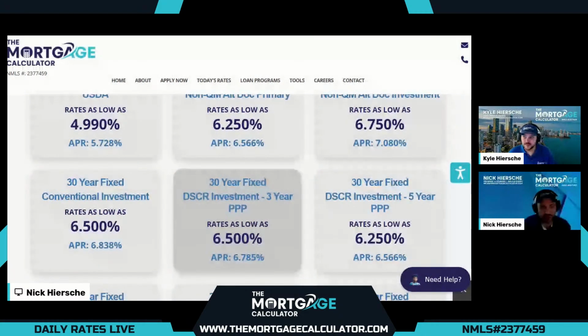Here are our 3-year rates today coming at 6.5, final APR 6.785. So good option to compare to conventional. DSCR is usually more expensive. It's still beating conventional. And we can add a 5-year prepay, beat conventional by quite a bit. Final APR 6.66 if we add a 5-year prepayment penalty.